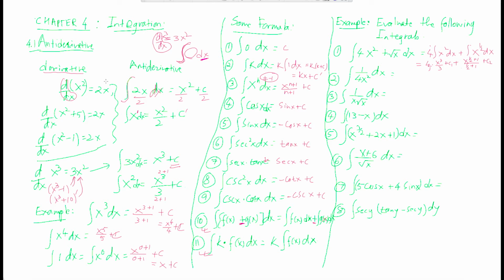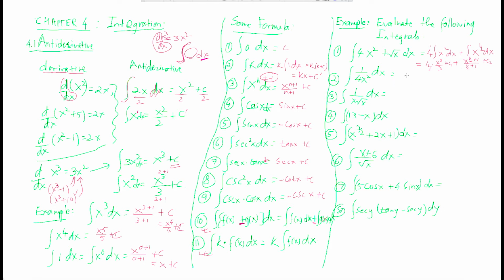Okay, how do I do the second example? All these formulas need the function to be on the top, not on the denominator, right? Everything here is written in the top. The bottom is just 1, like secant square x over 1, sin x over 1, that's why. So if there is something on the bottom, you should move that to the top. So how do you do that?